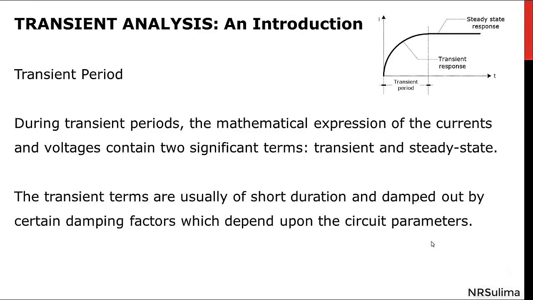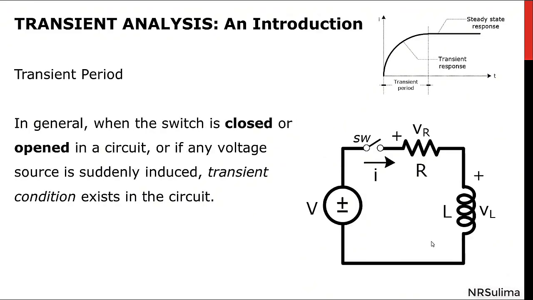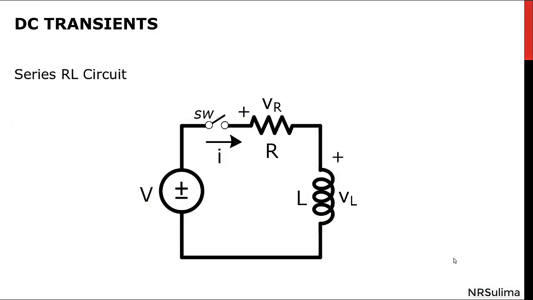The transient terms are usually of short duration and damped out by certain damping factors, which depend upon the circuit parameters. In general, when the switch is closed or opened in a circuit, or if any voltage source is suddenly introduced, a transient condition exists in the circuit. The simplest transient is one that occurs when a constant voltage V is suddenly applied to a series RLC circuit in which no current flows at time equal to 0.